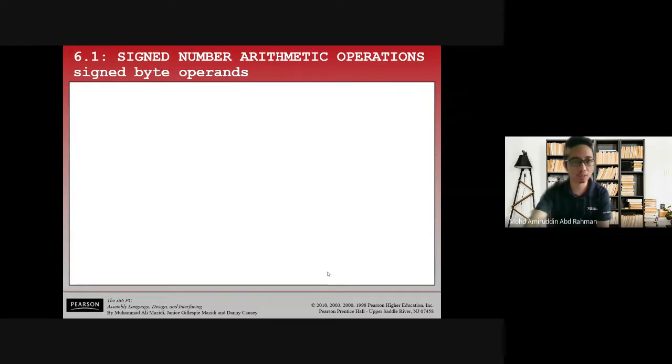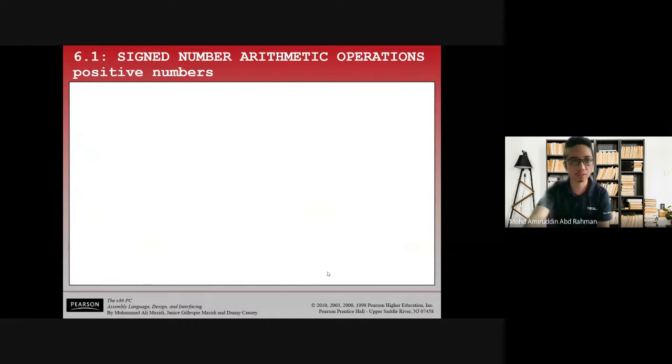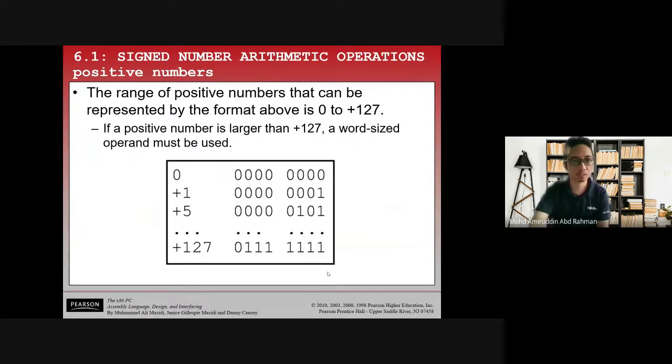So this is what I mentioned, and this is what you learned before. If D7 is 0, the operand is positive. If D7 is 1, it is negative. The range of positive numbers that can be represented by the format above is from 0 to plus 127, so you have up to 128 numbers.